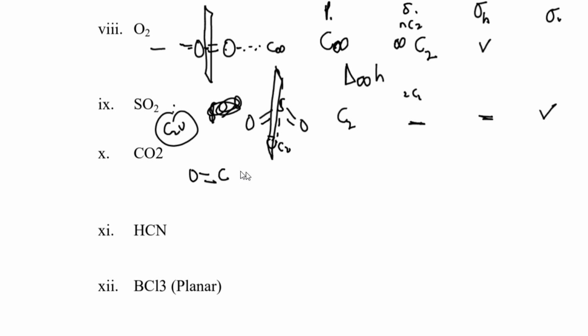This is linear, right? So basically we have the principal axis to be C infinite also. So we have this to be sigma C2, like infinite amount of it. So we have this also. We don't have to check for this, we have it also. So we have this to be D infinity H.